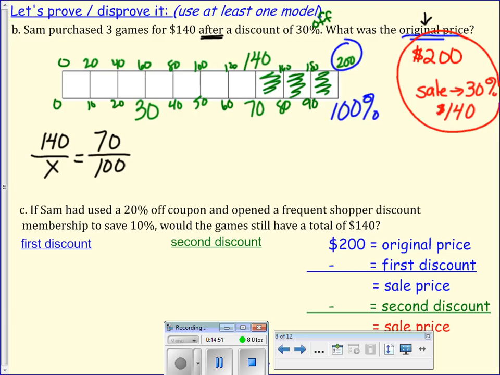When I was doing the sheets yesterday, they had something like this, except there wasn't another one. Well, that's why I want to teach it to you. Yeah, that's why we're going to do that today. So times 2, times 2. So x equals $200. But remember, $200 was the original price.